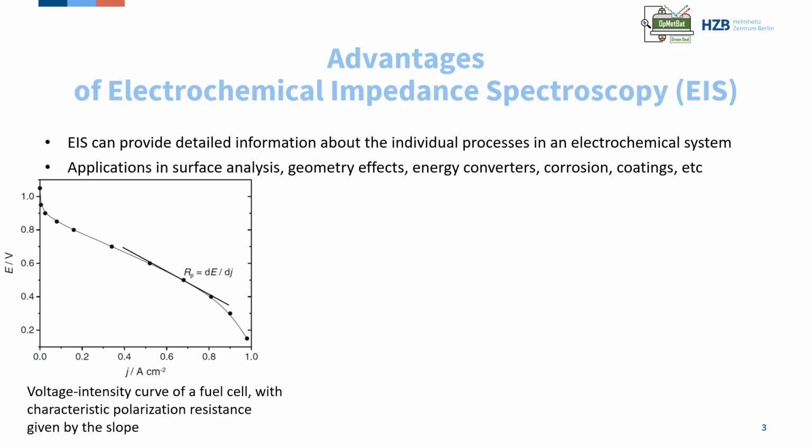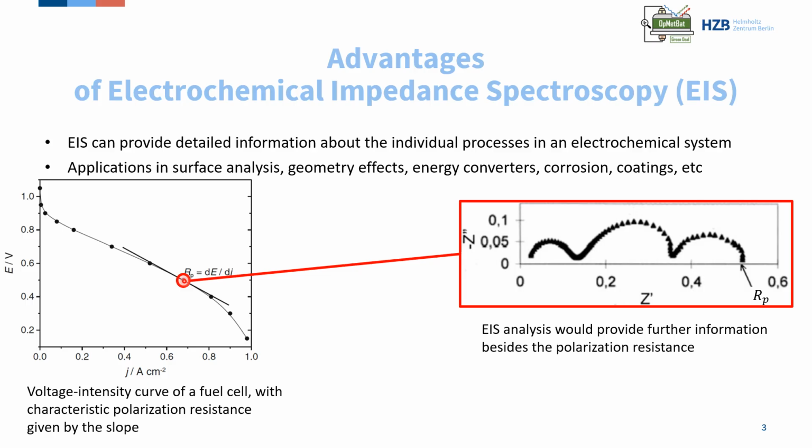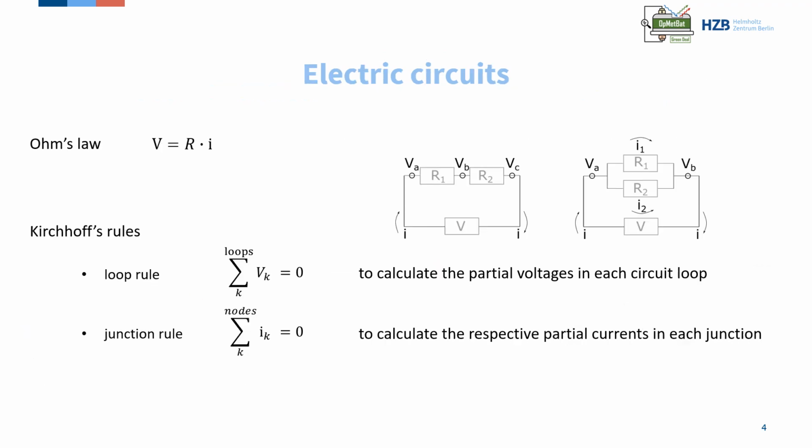The figure on the left is a voltage-current curve, from which only the polarization resistance can be determined as a slope from different points or states from the curve. On the other hand, different Nyquist plots can be produced by measuring impedance at different states, so that more parameters from multiple processes can also be obtained.